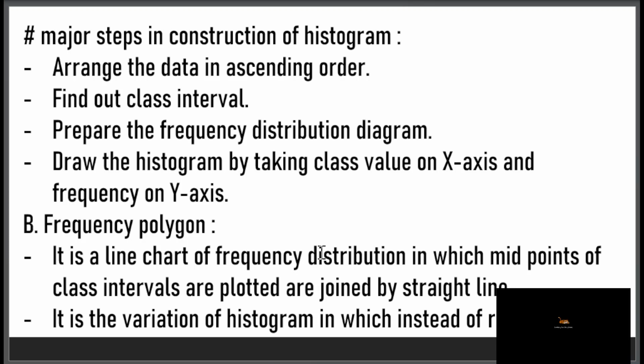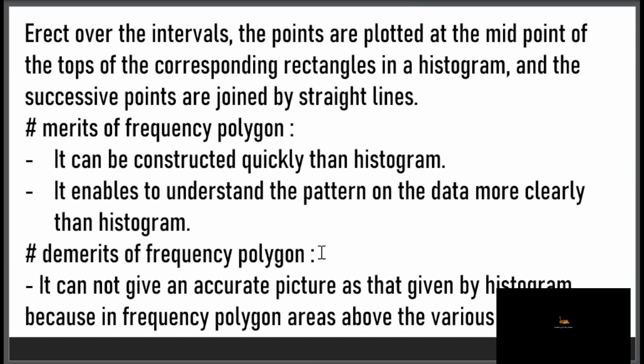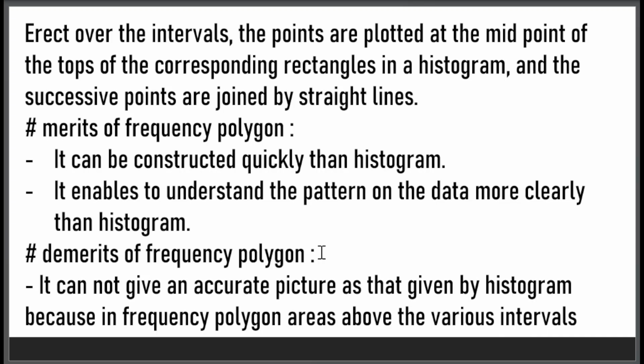Then the second is the frequency polygon. It is a line chart of frequency distribution in which the midpoints of class intervals are plotted and joined by straight lines. It is a variation of the histogram in which, instead of rectangles erected over the intervals, the points are plotted at the midpoint of the tops of the corresponding rectangles in a histogram and the successive points are joined by straight lines.